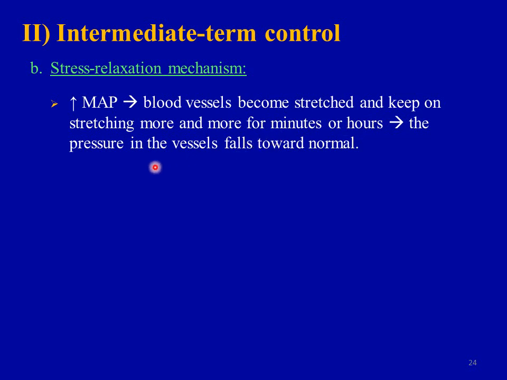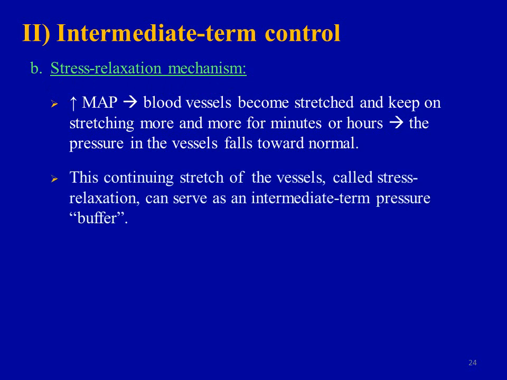And as the blood vessels are stretched, they can accommodate this larger volume of blood with its pressure. So this will lead to a gradual reduction in the blood pressure back to normal. It is called the stress relaxation mechanism. This continuing stretch of the vessels, called the stress relaxation, can serve as an intermediate term pressure buffer. So it is an important mechanism in the intermediate term control of mean arterial pressure.